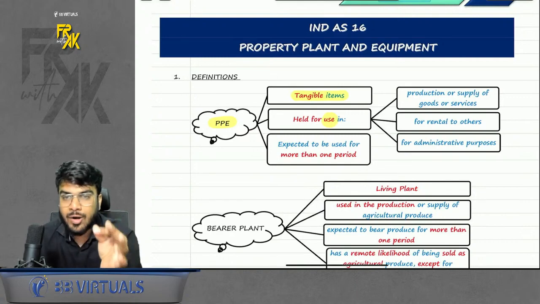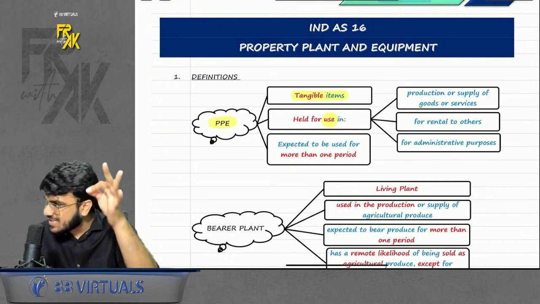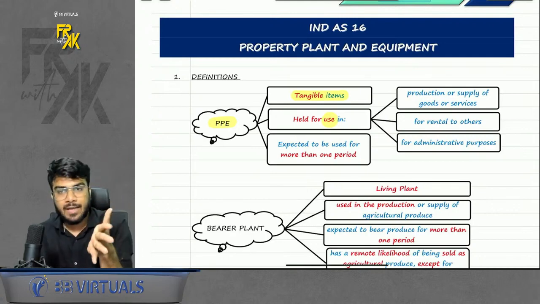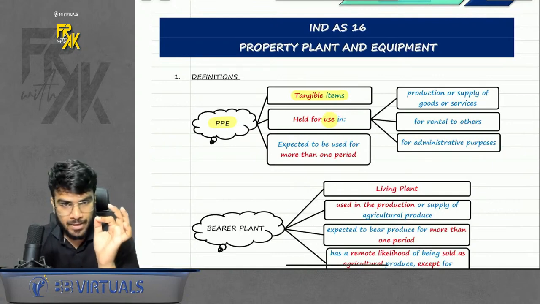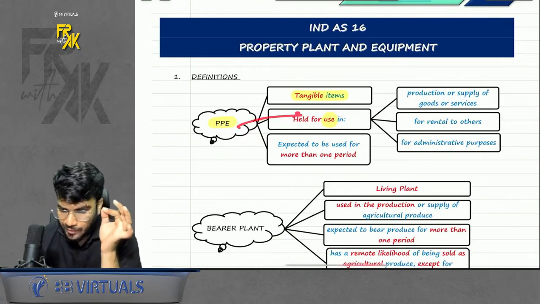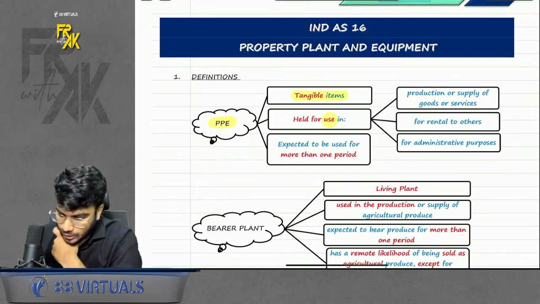In that case, what will it be known as? Can anyone tell me? If my intention is to sell it and my business is to sell it and not use it, perfect answer, in that case it will become inventory for me, right? So if you are using it, then only you will get covered under this IND AS. Otherwise, it will become inventory.